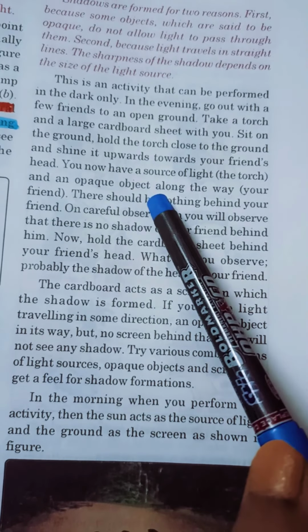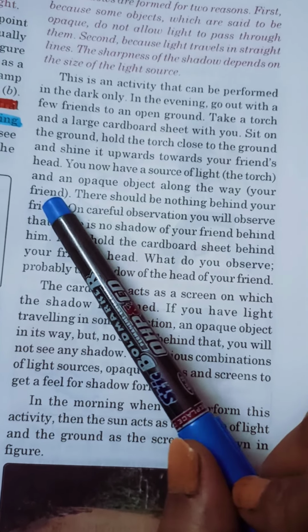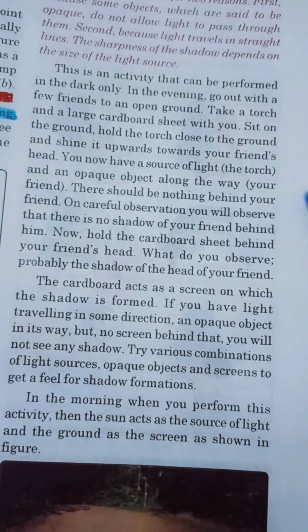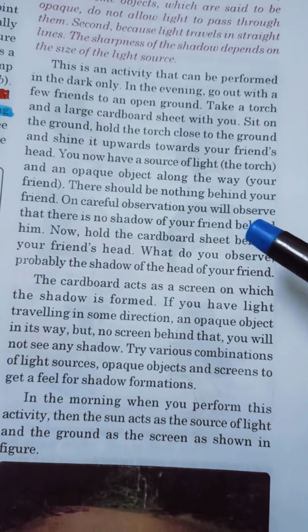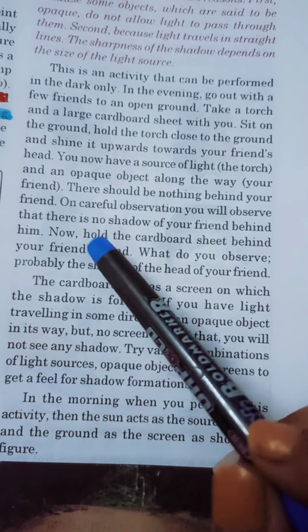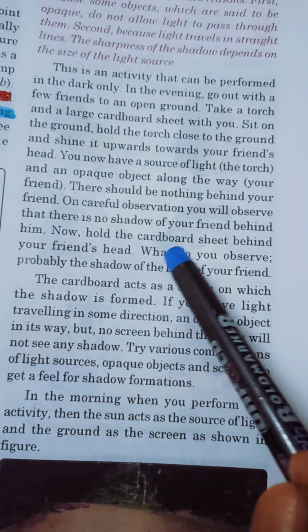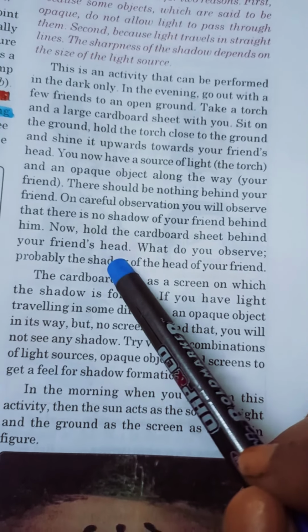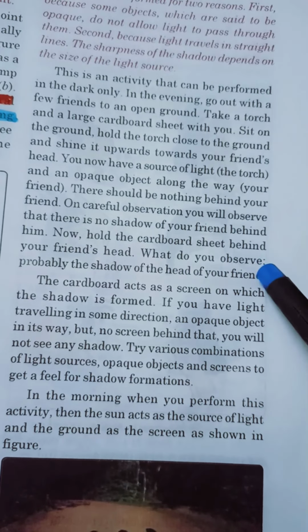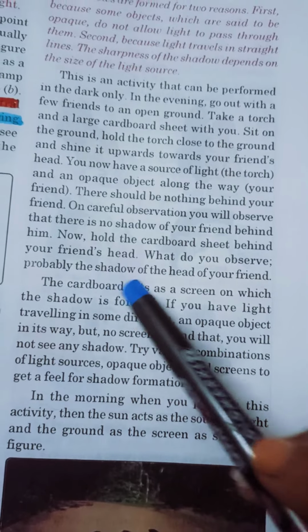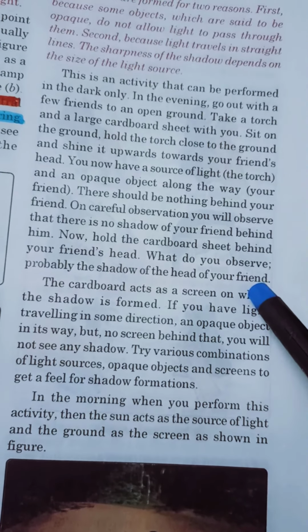An opaque object is your friend, and there should be nothing behind your friend. On careful observation, you will observe that there is no shadow of your friend behind him. Now hold the cardboard sheet behind your friend's head. What do you observe? Probably the shadow of the head of your friend.